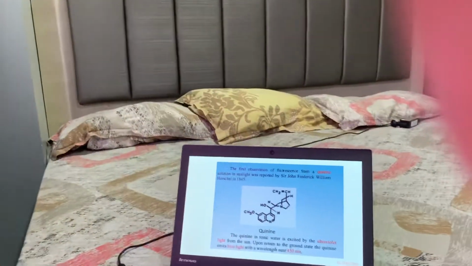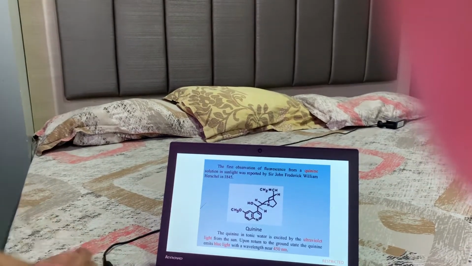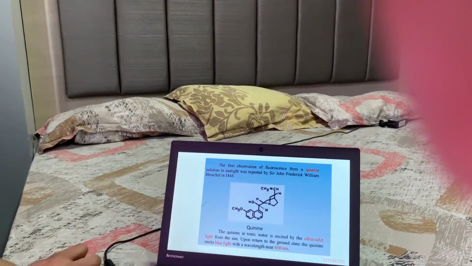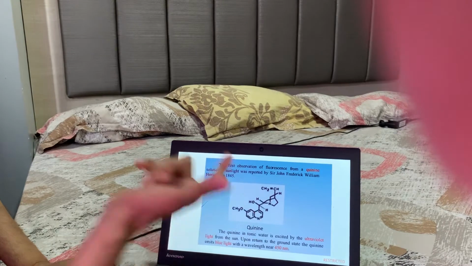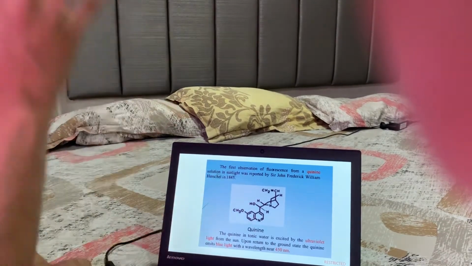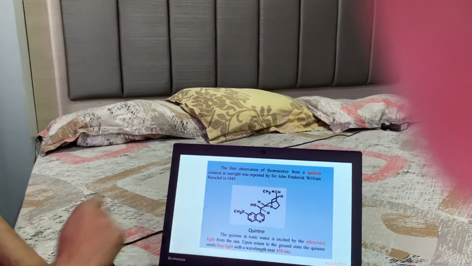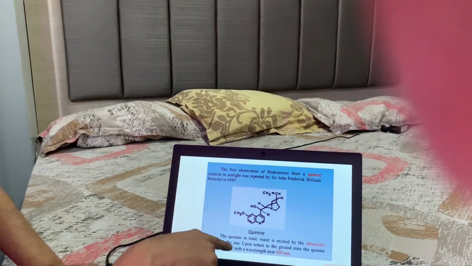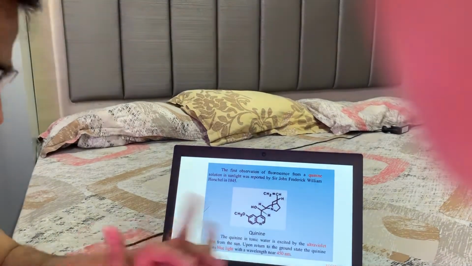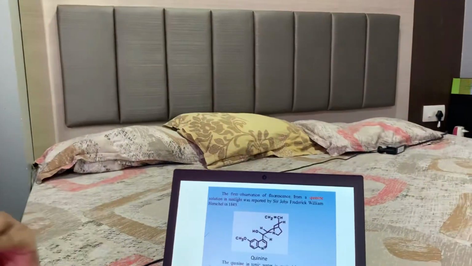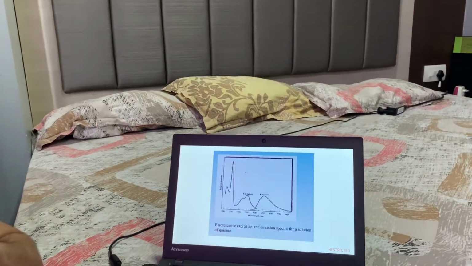There are certain compounds that are normally used for fluorescence. One of the most important compounds is called quinine, and it was reported long back in 1845. Now this quinine is excited. It means it will receive a high-energy photon from the ultraviolet light from the sun, and when it returns to the ground state, the quinine emits blue light with a wavelength of 450 nanometers.